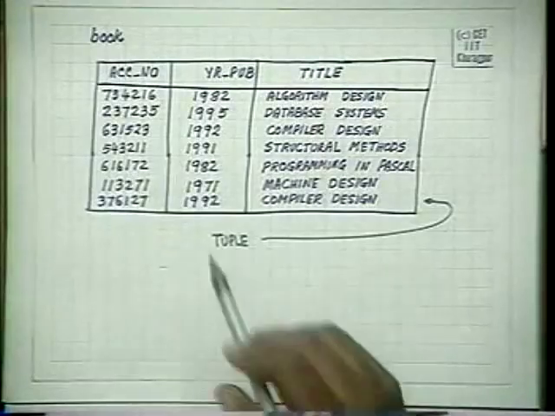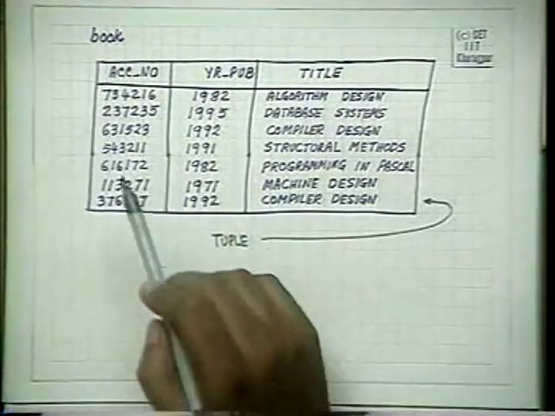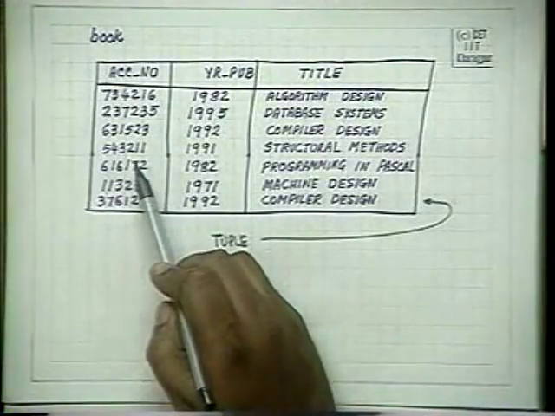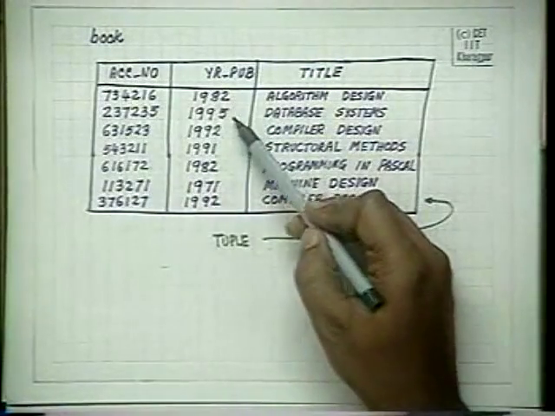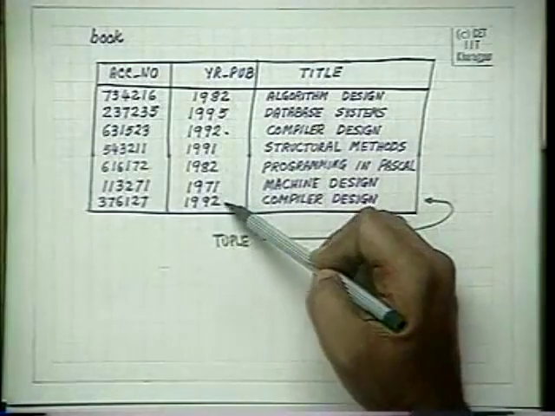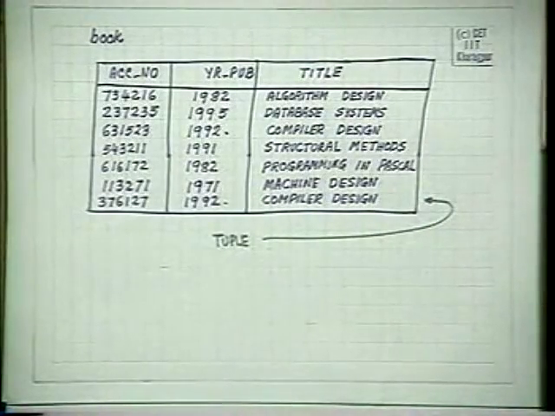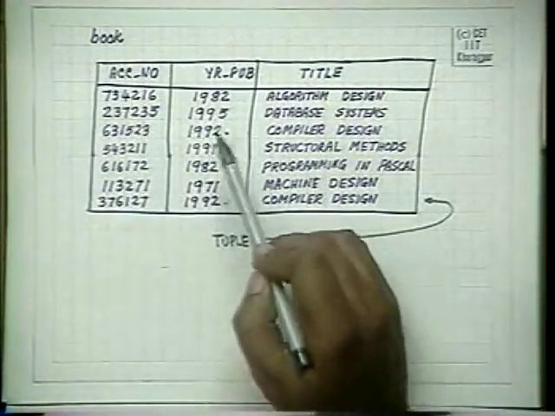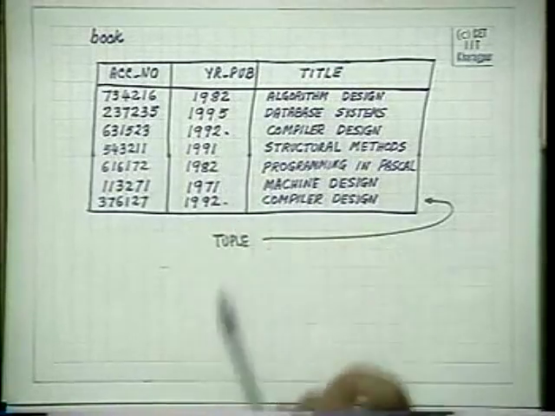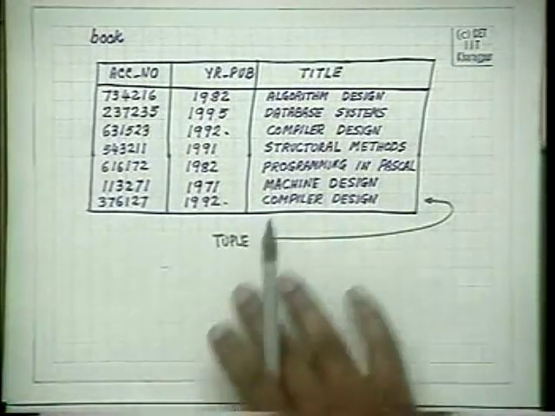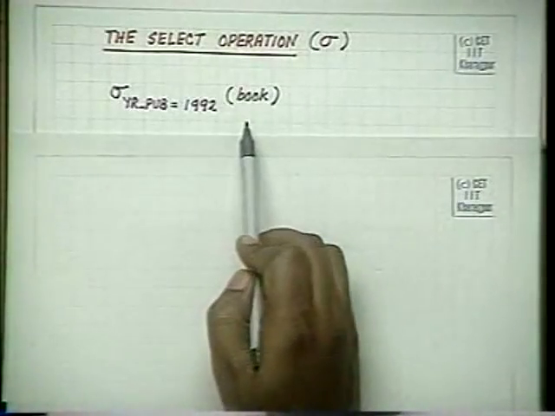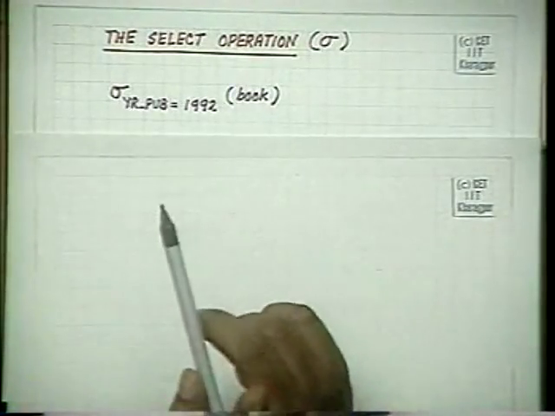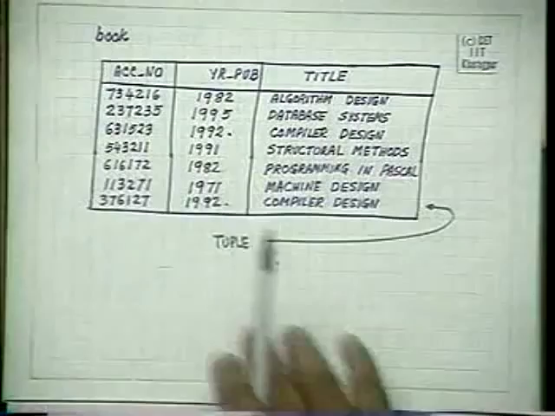So let us see what will happen to the query on this example. In the relation book, we will see that there are 1 and 2 such tuples which have got year of publication 1992. Therefore, this select operation will return a table or a relation containing these 2 tuples only.